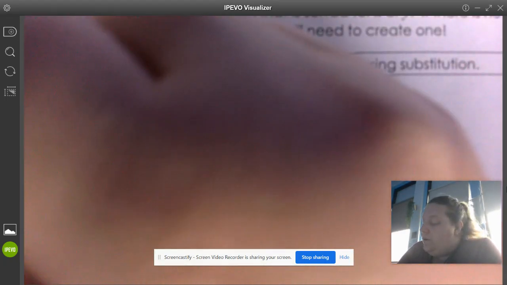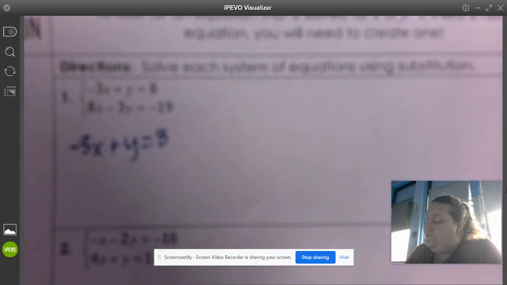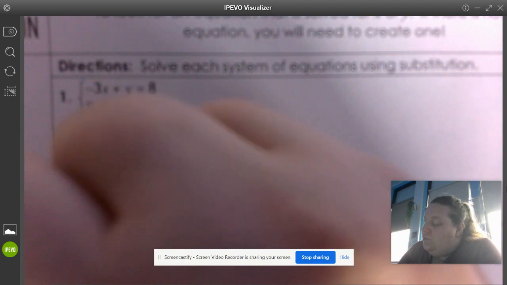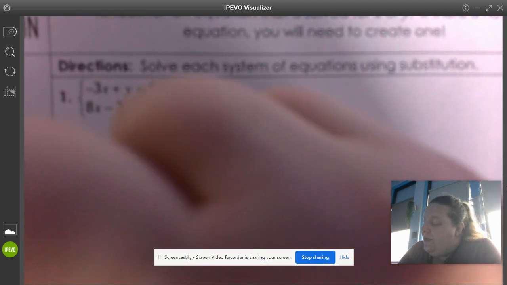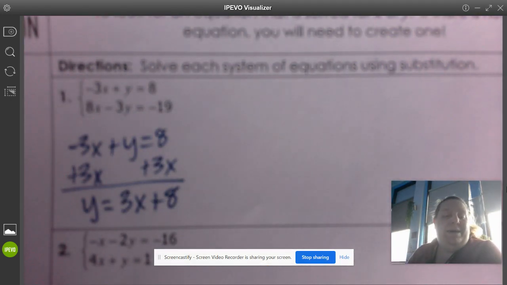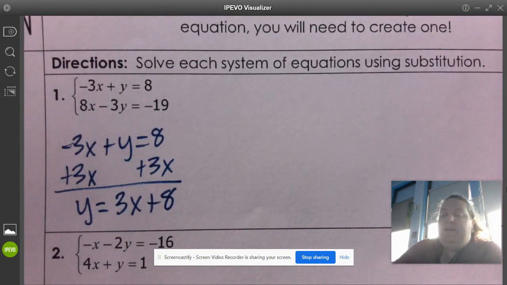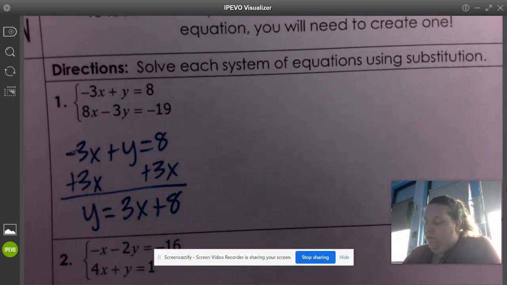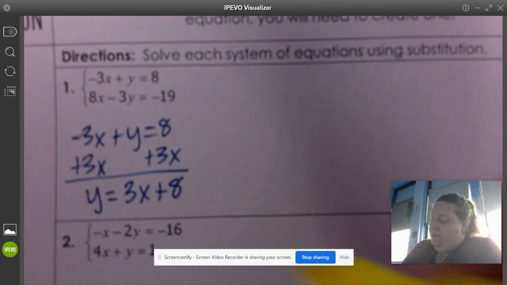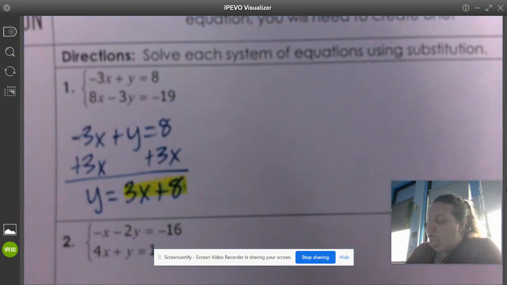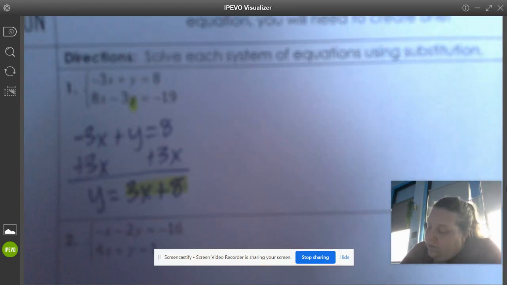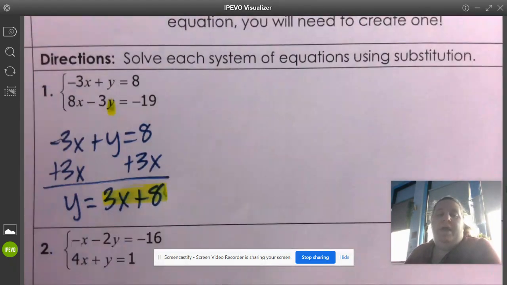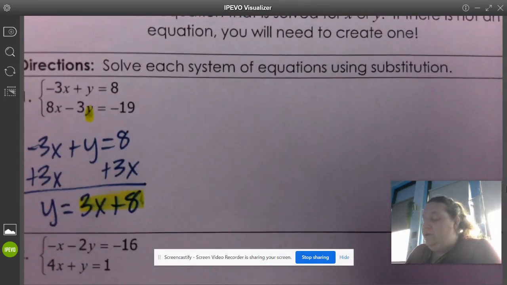So I'm going to bring this down underneath these equations, okay? So I'm going to add 3x to both sides. So y equals 3x plus 8. Once again, we can't combine 3x and 8, so we leave it as is. And now I can solve this system because I know the value of one of my variables. So I'm going to replace this 3x plus 8 with the variable y in my second equation. That way I have all the same variable and we can solve.